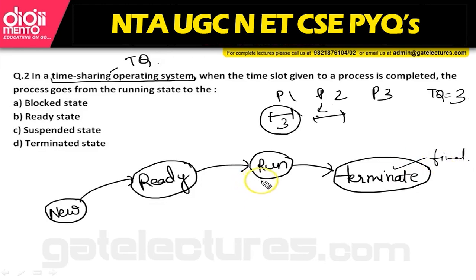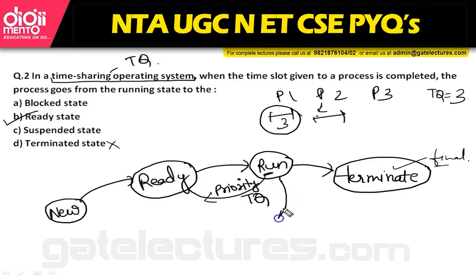Now suppose a higher priority process has come. At that time any process in the running state will go back to the ready state. So basically, due to a priority issue also, my running process can come back to the ready queue. Or due to the time quanta, like process P2 has come now after 3 quanta, P1 will go to the ready state. So obviously the answer is ready state, not terminated state, because the terminated state is the final state when the process has finally executed.